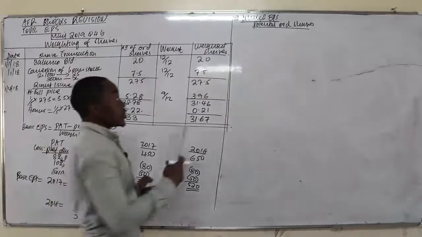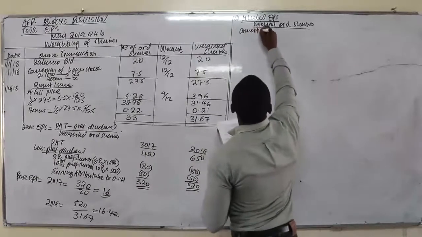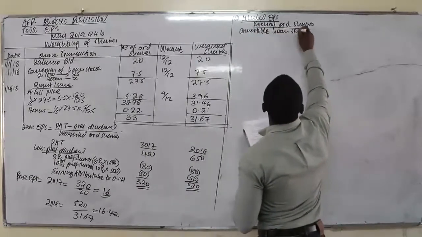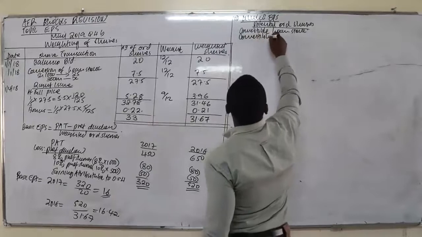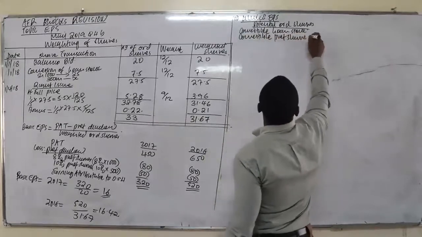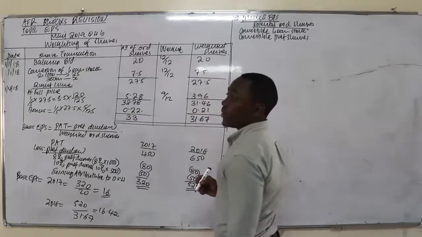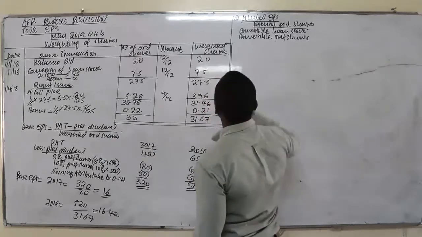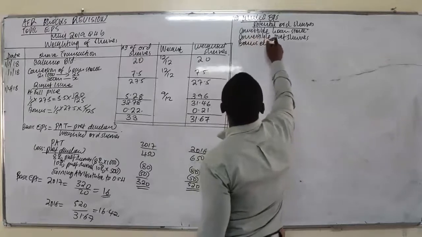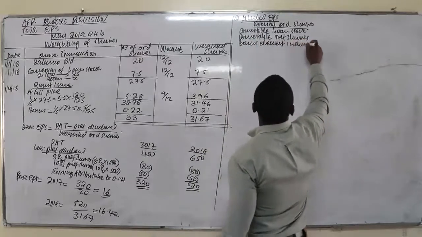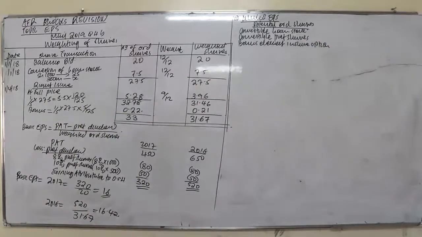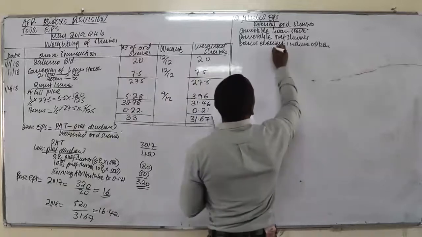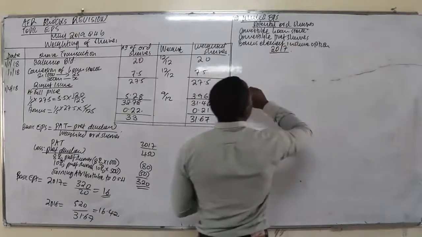Number one, we have convertible loan stock. Also, we had convertible preference share, and also we had the share option. Are you together? Bonus element in share option. So let's start with the first one, and we start with the year 2017. We are told you get diluted for the 2 years. So 2017.